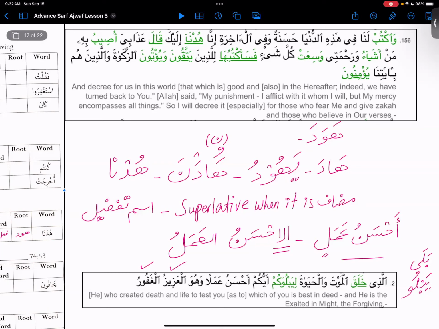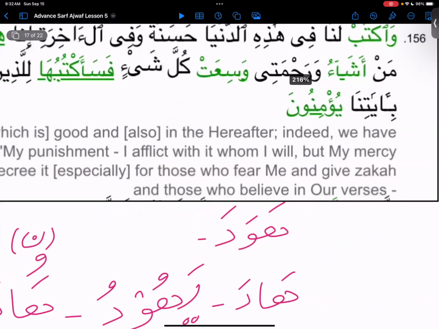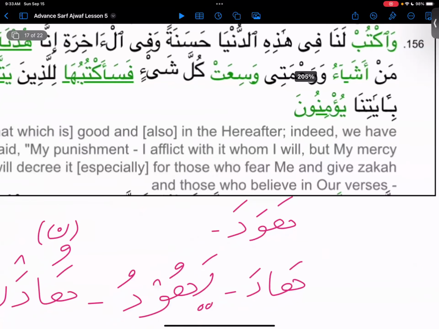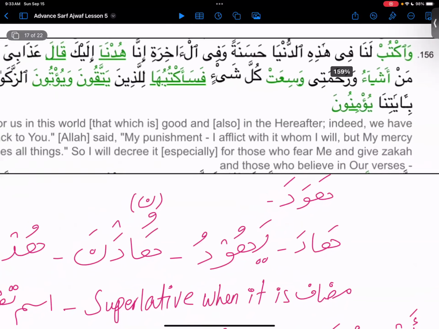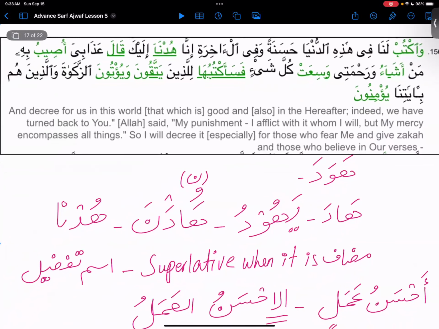Qala azabi. Qala, he said, azabi, my azab, usibu, I touch or afflict, bihi, with it, man ashaa'u. Is it ashaa'u or asha'u? Man asha'u. Asha means I wish, or the root word is decree, so asha means I decree, I will. This is sha'a. I'm confused, it should be asha'a, but over here it looks like something is there. I think this is asha'u. It's just an underline, not any haraka. So man asha'u.